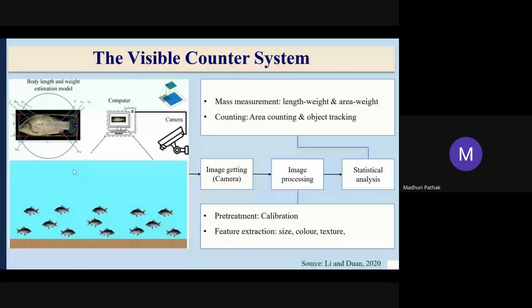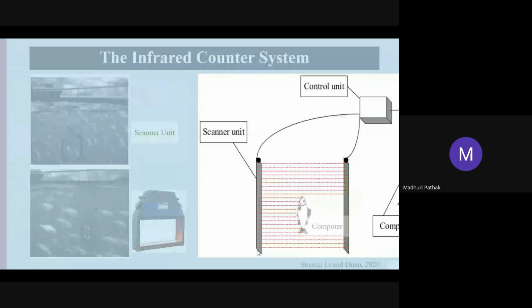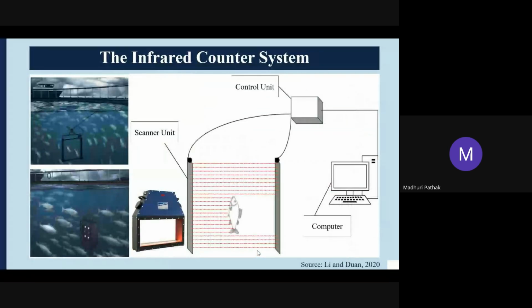Then there is the visible counter system, with a body length and weight estimation model. Mass measurement, as I said, is based on length, weight, and area weight. Based on those calculation methods, counting will be done and then we can do the estimation. Image getting, then image processing, and then statistical analysis will occur. The infrared counter system is there too. There are different systems; which one you use is based on the technology you have.